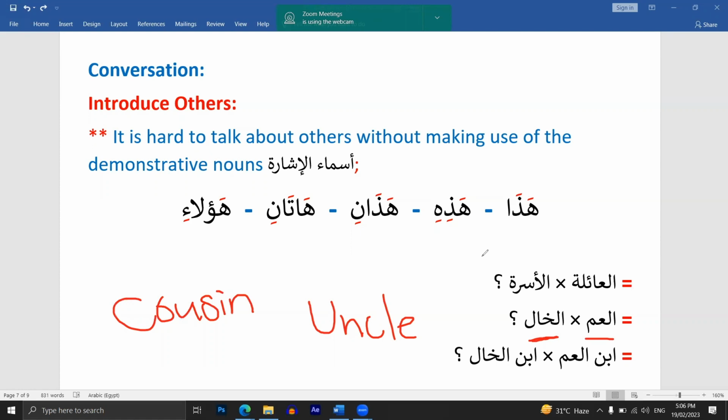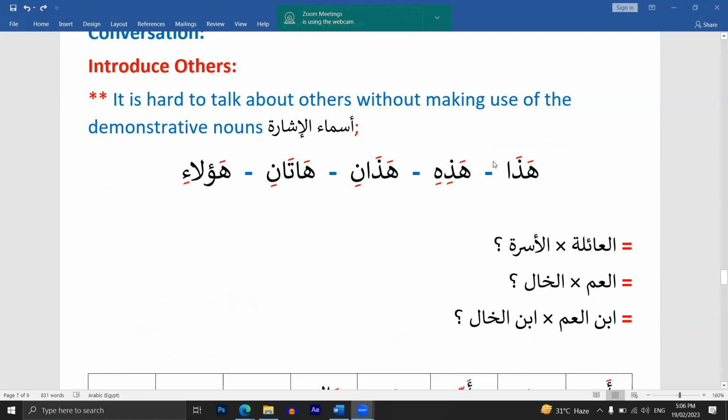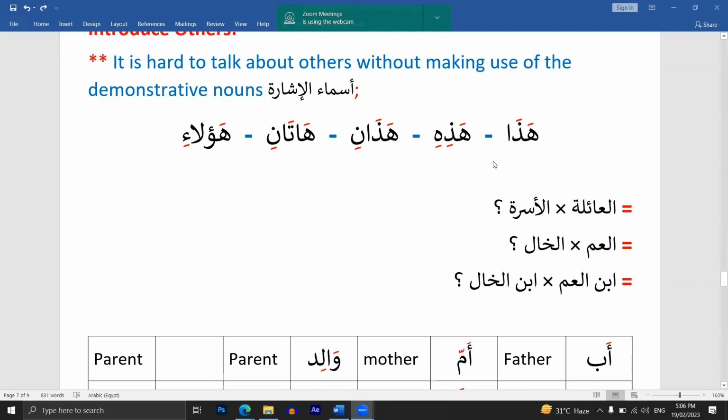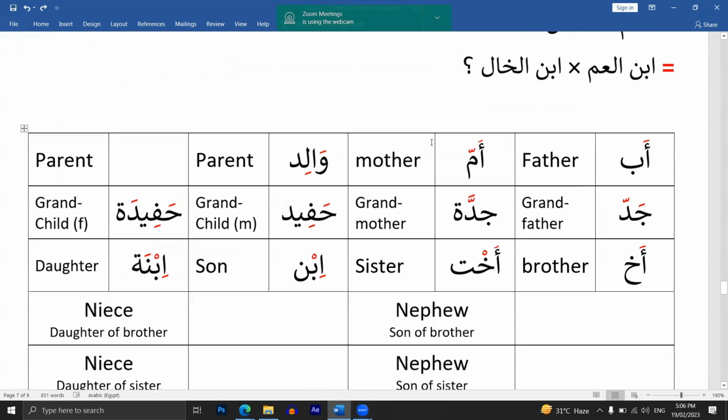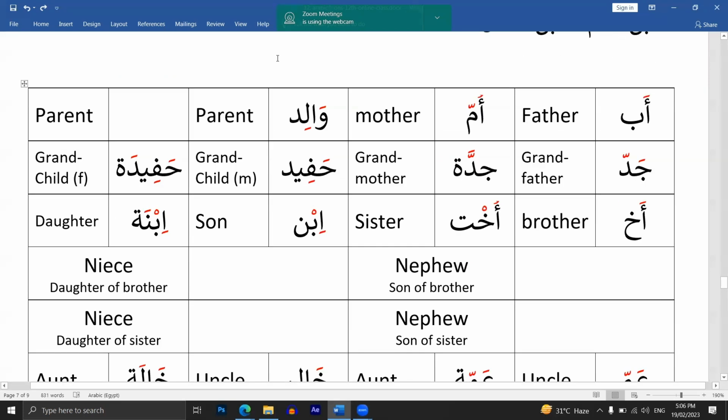It is a little confusing in English. Only the context of the sentence will determine which one you are talking about. Let's have some vocabulary about family in Arabic. First, we have ab, which means father, and umm, which means mother. I know all of us know about that.